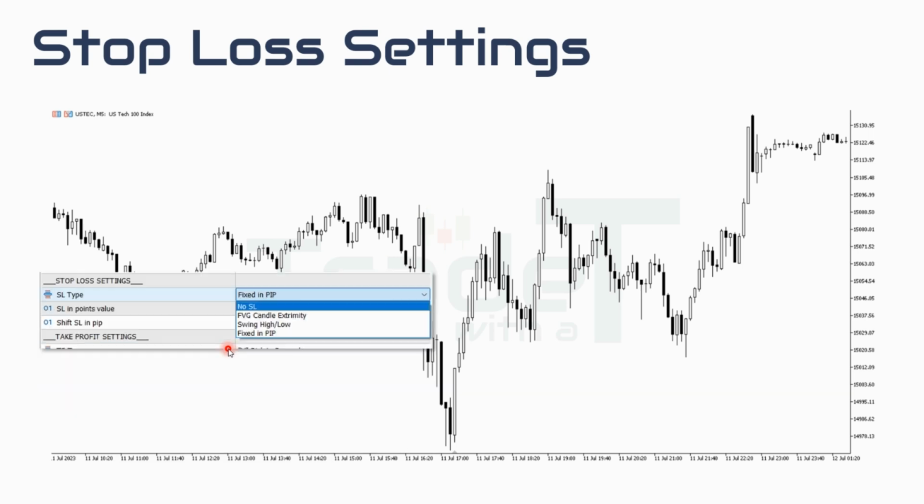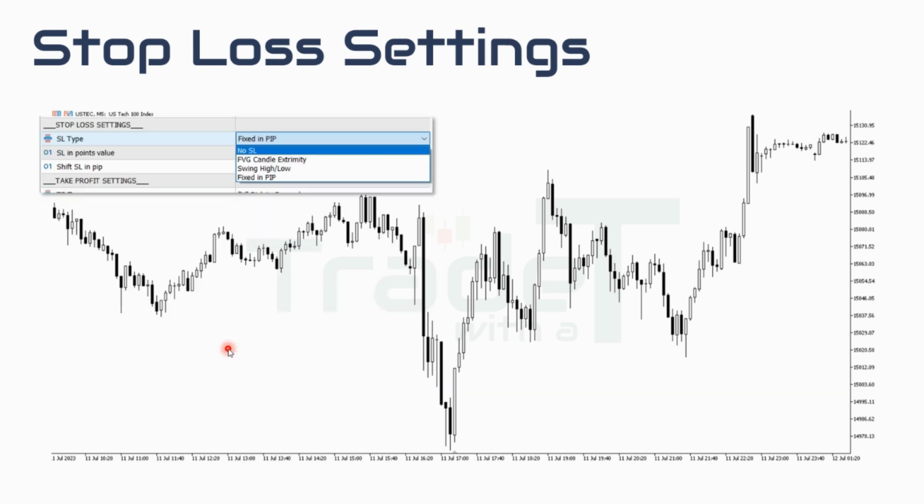Stop loss settings. We have several options for stop loss. We can simply not put a stop loss. I don't recommend you do this. Basically, a stop loss will always prevent you from risking your account. In addition, if you don't put a stop loss, there are a couple of settings later on, take profit, break even, partial take profit, and trailing stop, that will not work. I'm going to talk about those at a later stage.